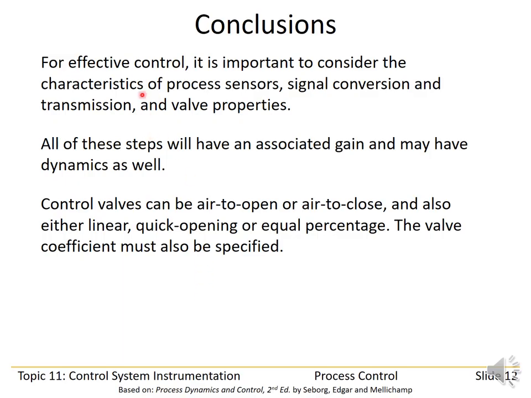Okay, to summarize what we have said about control system instrumentation, for effective control, it is important to consider the characteristics of process sensors, signal conversion and transmission, and valve properties. Each of these steps will have an associated gain and may have dynamics as well. Control valves, as we have discussed, can be either air to open or air to close, and can also be either linear, quick opening, or equal percentage. And if we are designing a control valve, then the valve coefficient must also be specified.